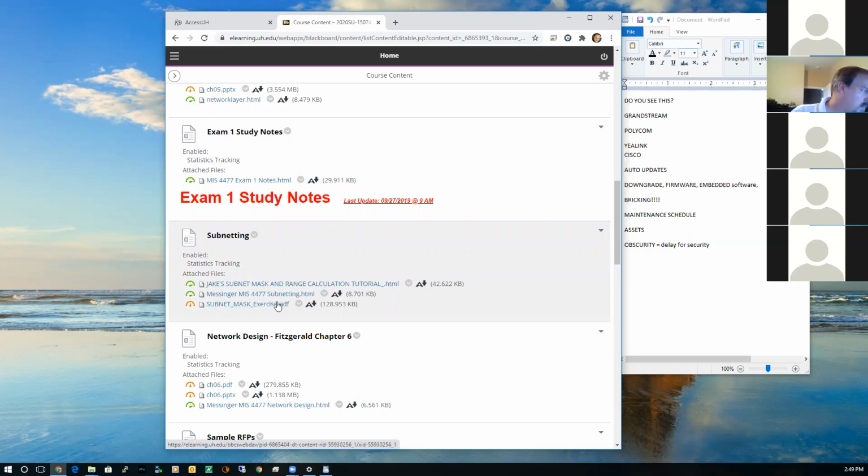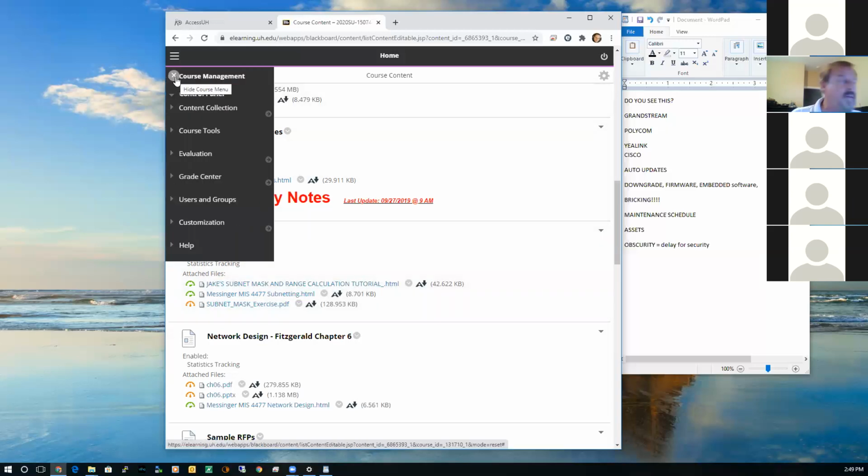So there's a subnetting assignment. There are actually 2 versions of a subnetting assignment that you can do. I recommend that you do the paper PDF version first. If you look underneath the assignment section, you'll see a subnetting assignment version 1, and then the online version. Let's go through this tutorial first.